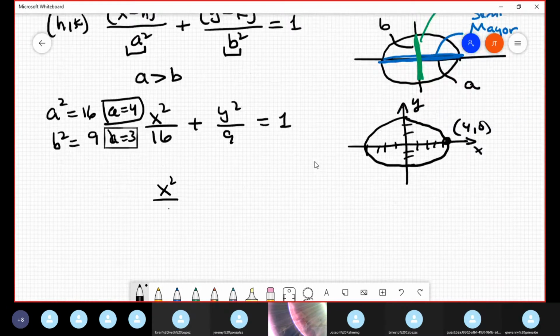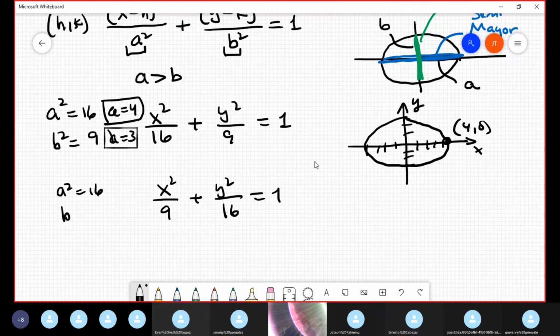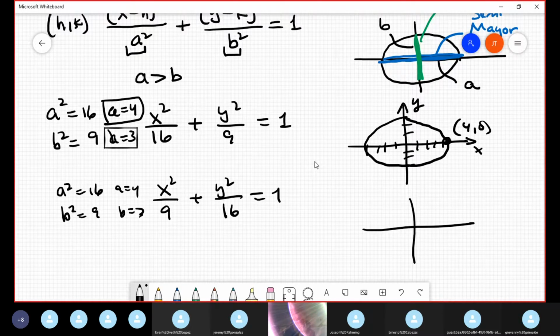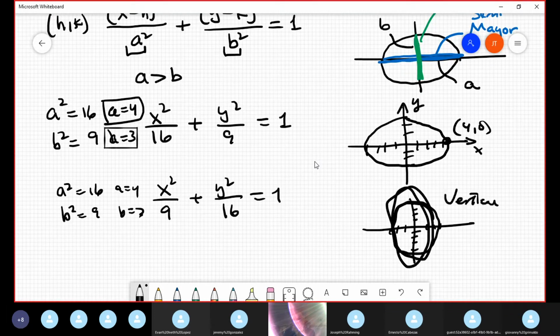Suppose x squared over 9 plus y squared over 16 equals 1. So, is it the same ellipse? No, because in this case, a squared again is 16, b squared is 9. A and b are the same: a is 4, b is 3. But the orientation is different because the big number is associated with the y. So, 1, 2, 3, 4, 1, 2, 3. And my ellipse looks like that. Well, like that, no? It's vertical, and this is horizontal. So, it's super easy.